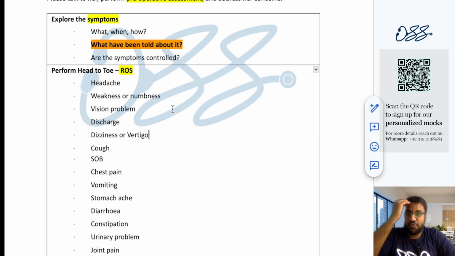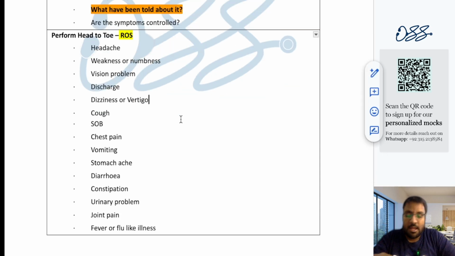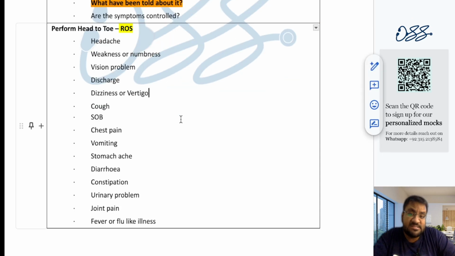But if you just follow this method of ROS, then it's unlikely that you are missing out any system. Each and every system would be covered. You have covered the CNS, the musculoskeletal system, the ophthalmic system, the ENT, pulmonology, cardiovascular, GI. All the major symptoms have been covered. You assess the joint, you have covered the orthopedics and the rheumatology as well.